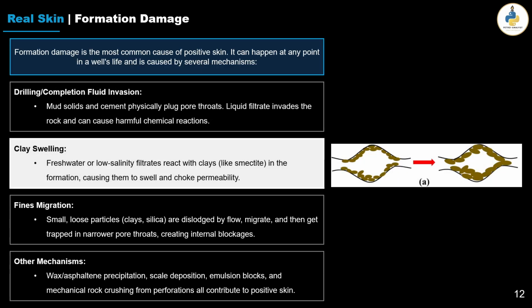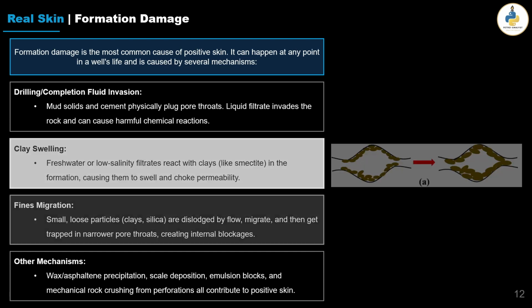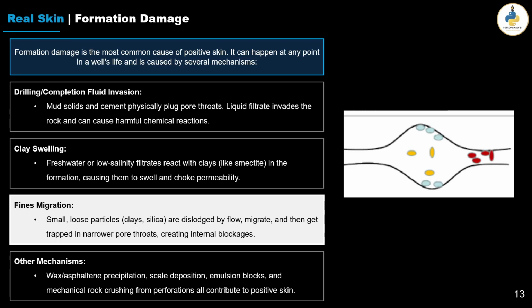The second one can be clay swelling. Simply, fresh water or a low salinity filtrate reacts with the clay inside the pore throats, causing it to swell and so choking or reducing the permeability of the reservoir. The third mechanism can be fines migration, which is small or loose particles, such as silica or clays, inside the pore throats causing blockage of the flow and so reducing the permeability of the reservoir.